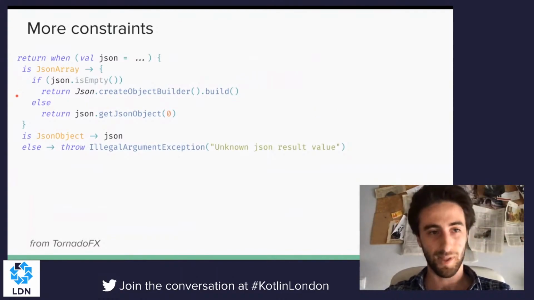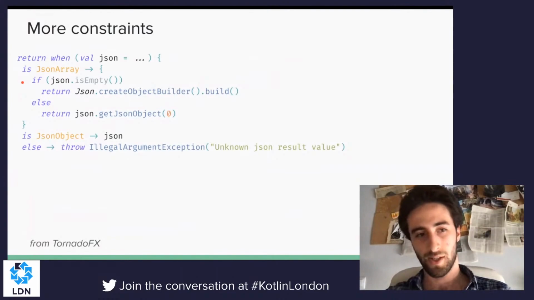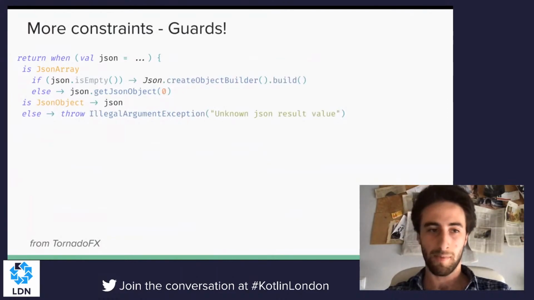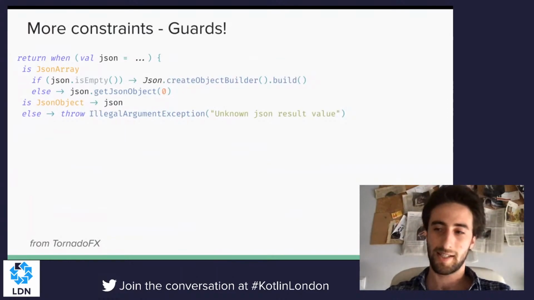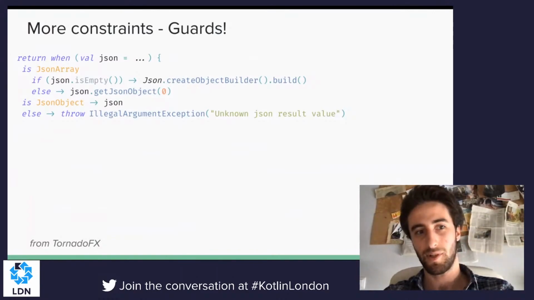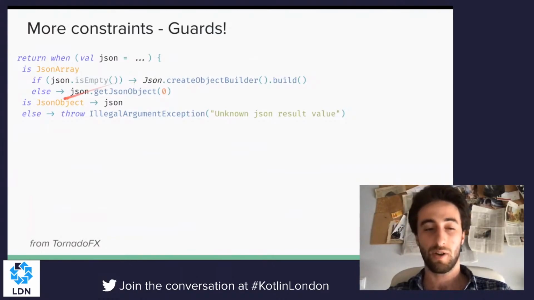But instead, we are forced to have a single entry for a JSON array and then inside do an additional check. So what we could use is something called a guard. A guard is a construct that allows us to guard against the match, i.e. it protects the match. So in here, we check if it's a JSON array. If it's a JSON array and it is empty, then we can carry on with this branch. And otherwise, we can carry on through this branch.